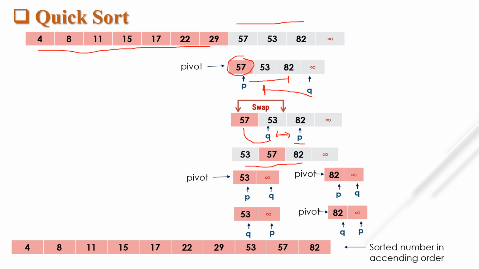Okay. Now we have to divide it again into two sublists. First one is 53 and second one is 82. I told you earlier also, if only one element comes then that is already sorted. Okay. So we get the answer that is 4, 8, 11, 15, 17, 22, 29, 53, 57 and 82.